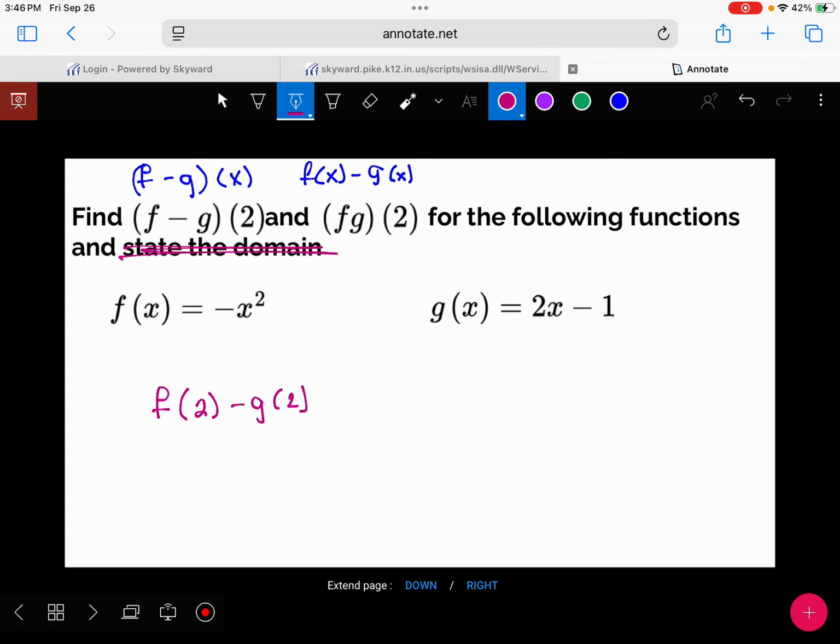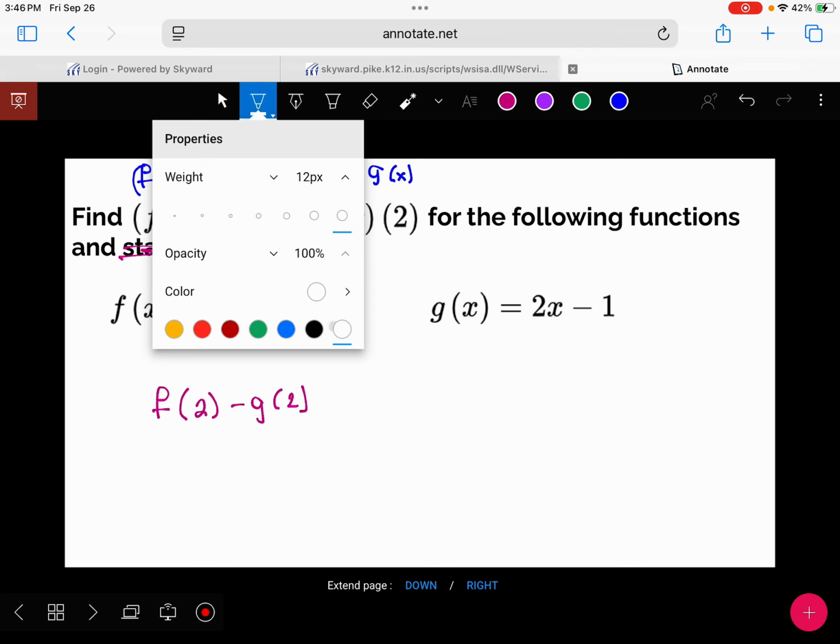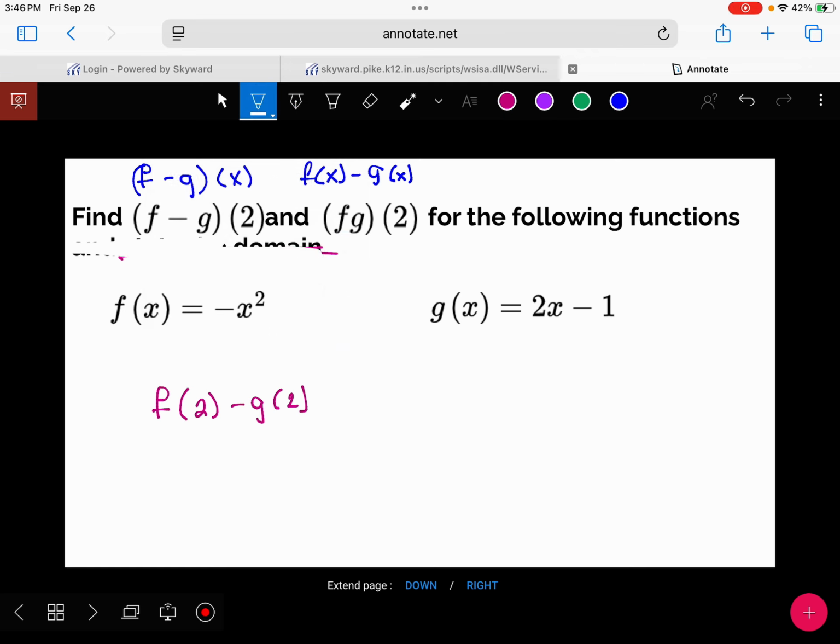We're going to get a numerical answer. That's left over from the fact that I copied and pasted when I made the titles. So we're not going to have to state the domain on this. I'm just going to get rid of that line right there.